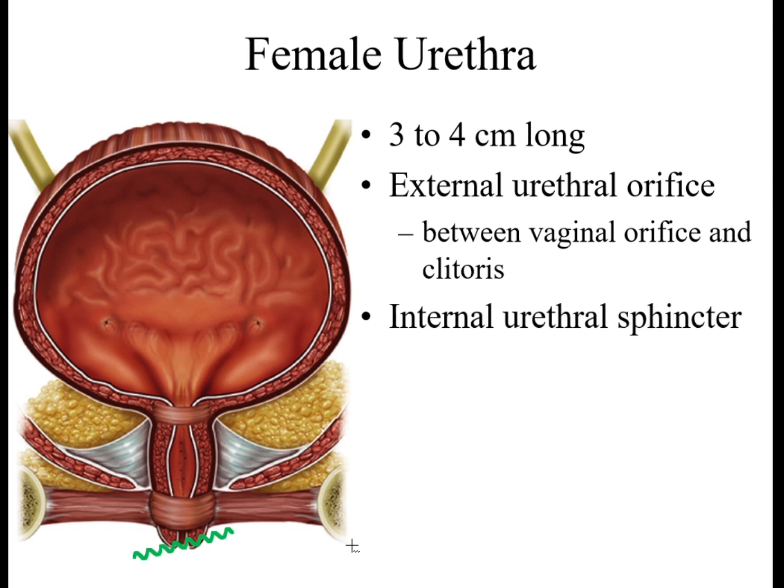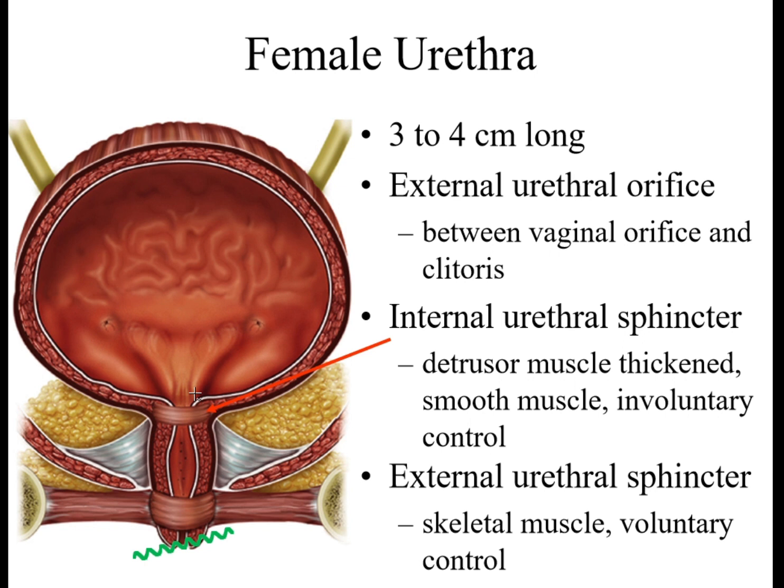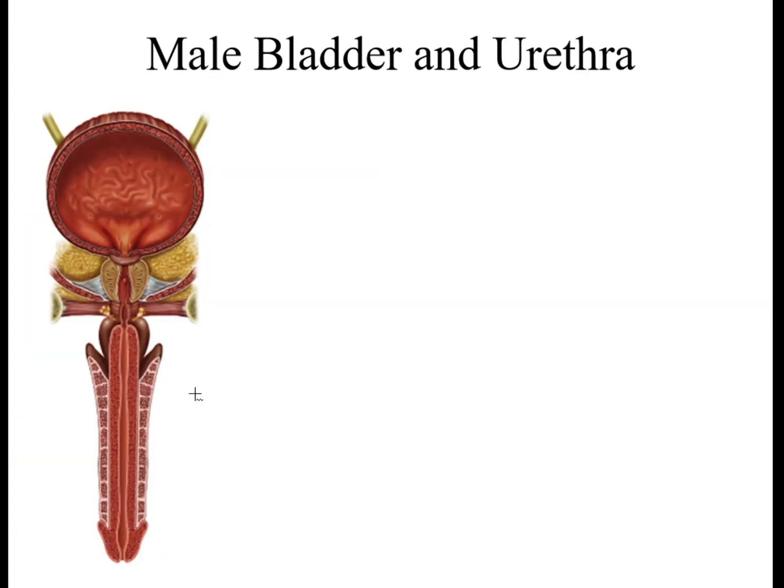Now the internal urethral sphincter: the detrusor muscle is thickened, made of smooth muscle, under involuntary control. This is the internal urethral sphincter, and it is involuntary, but the external one is voluntary muscle, right? This is the internal, and this part is the external, as you can see here. The external urethral sphincter is skeletal muscle with voluntary control.